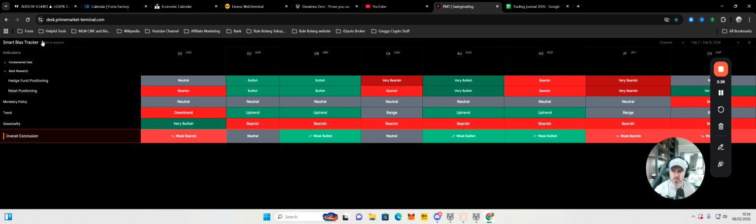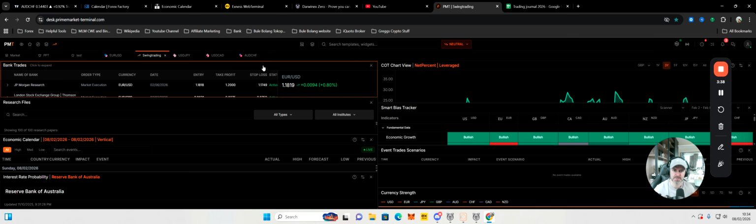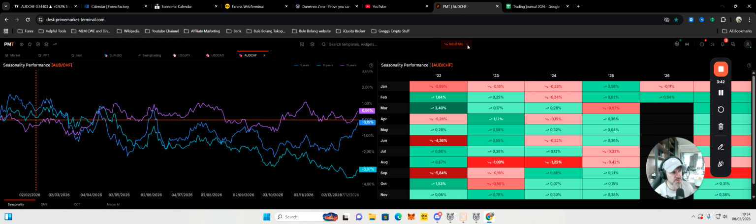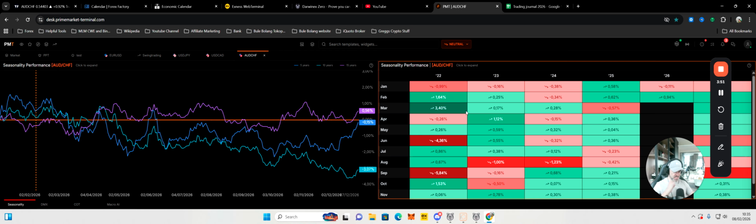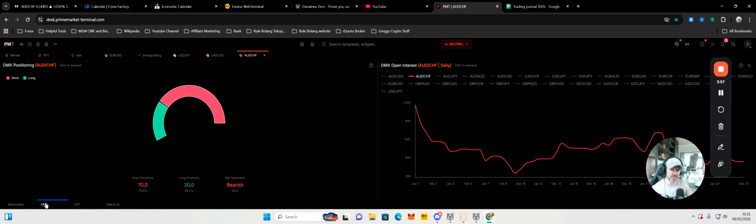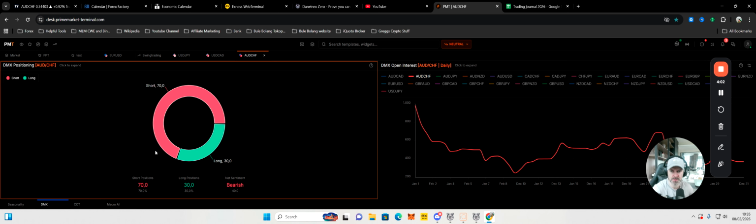This is just a great tool which helps you, okay? It's phenomenal. You can come across here. Up here, look, it tells you risk, market sentiment. So you'll always hear me go on about market sentiment, right? Is it risk on, risk off, or neutral? Right now, it's telling you it's neutral. We've got seasonality here for AUDCHF. If you come down here, DMX, which is Dumb Money Index, which is retail traders. Retail traders are pretty much all in sales, right?